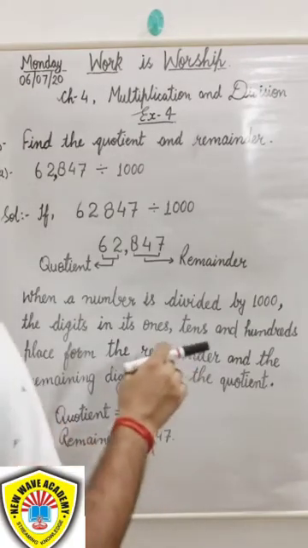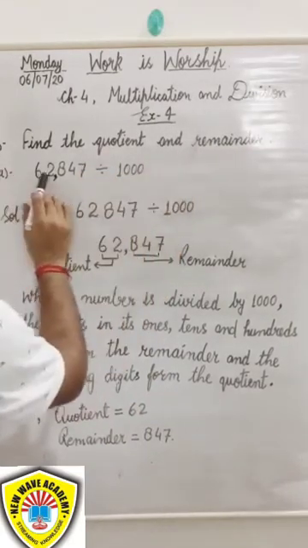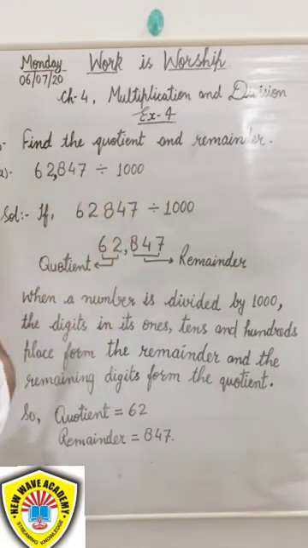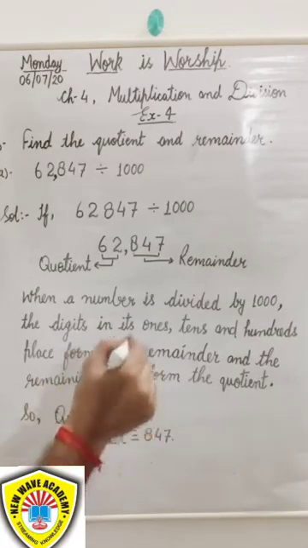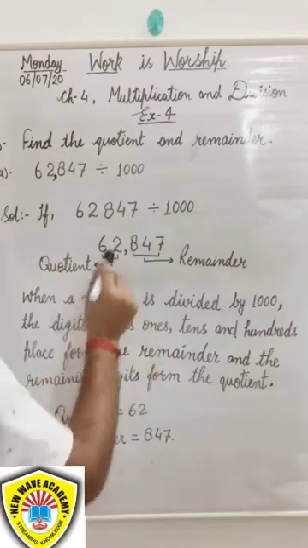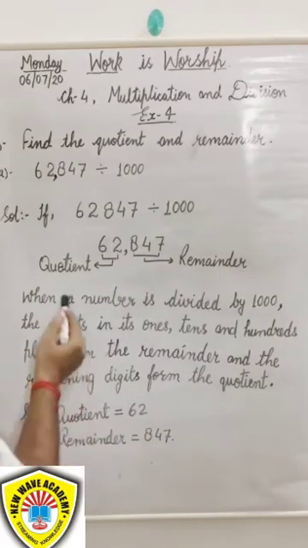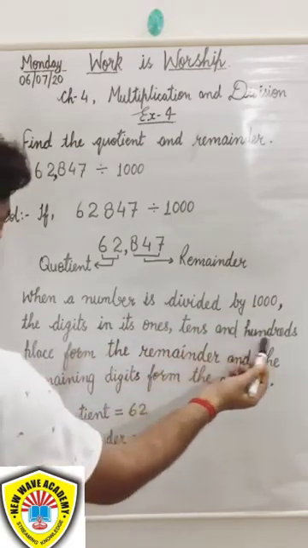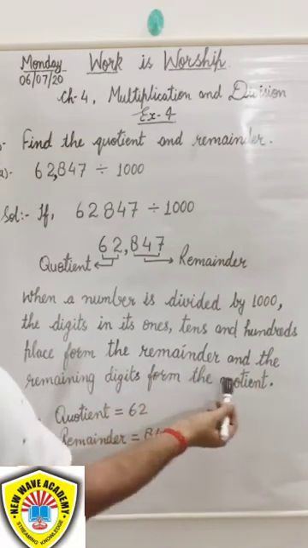Students, our next question is question number 3. Find the quotient and remainder. Okay. And here we have a number 62,847 and we have to divide this number by 1000. Remember, we have earlier discussed some methods of division by 1000, 10,000 and lakh. To divide a number by 1000, we simply remove the last 3 digits to get the quotient. It means when a number is divided by 1000, the digits in its ones, tens and hundred place form the remainder. Okay, and the remaining digits form the quotient.